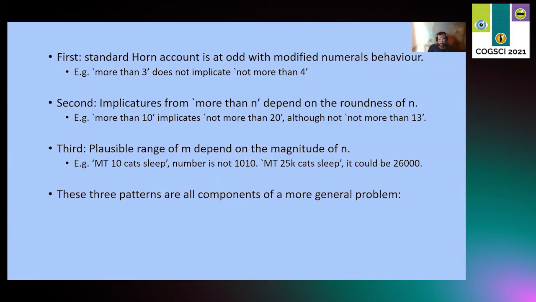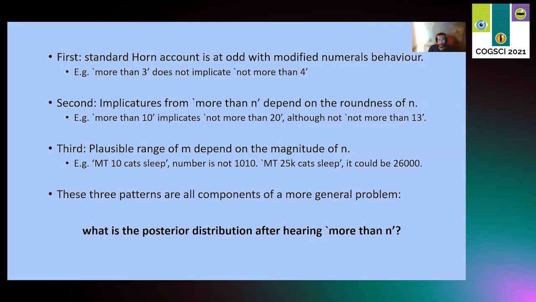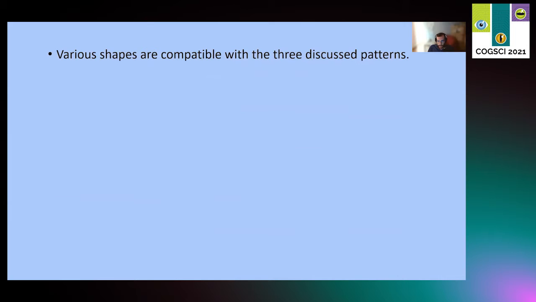All of these three patterns really are components of a more general problem, which is: what is the posterior distribution that we have over the true number after hearing more than n for any given n? To show that this question is in fact more general than the three specific complications, there are various posterior distributions that are all compatible with the complications discussed, these three points that I made above.